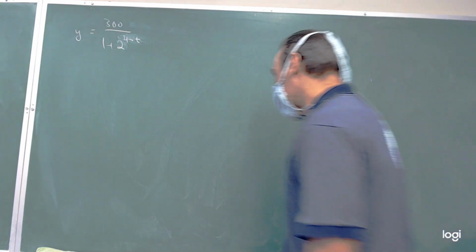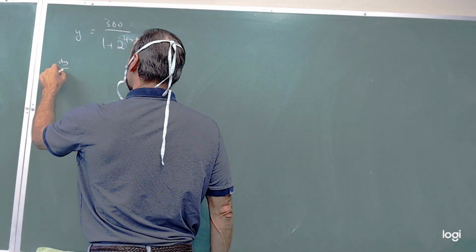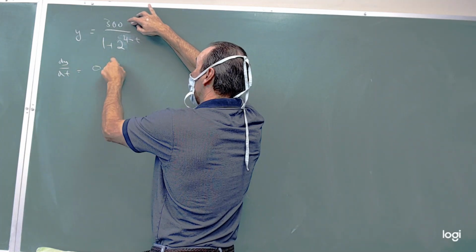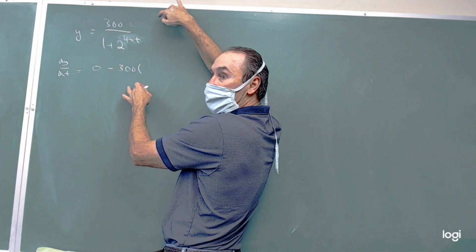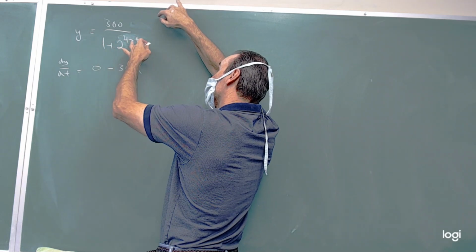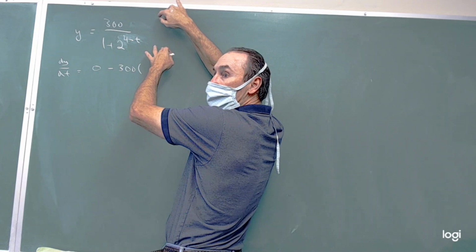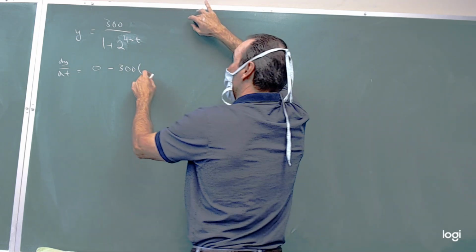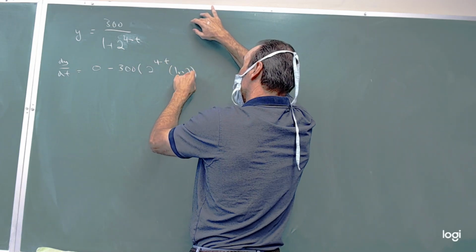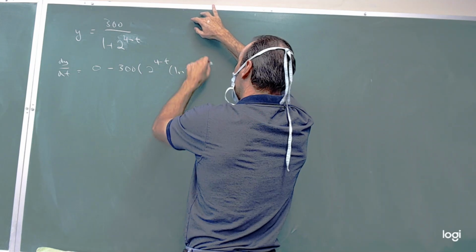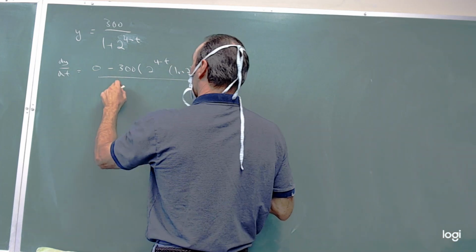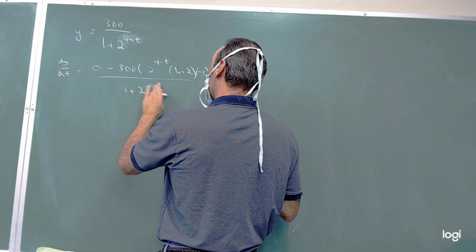Okay, so we need the first derivative, dy dt. I'm going to take the denominator times the derivative of the numerator, which is 0, minus the numerator times the derivative of the denominator. The derivative of 1 is 0, and the derivative of a to the u is a to the u natural log of a times du. You okay with that? So it's going to be 2 to the 4 minus t times the natural log of 2, and that's going to give us a negative 1 from the derivative of 4 minus t, the du. That's all over the denominator squared.